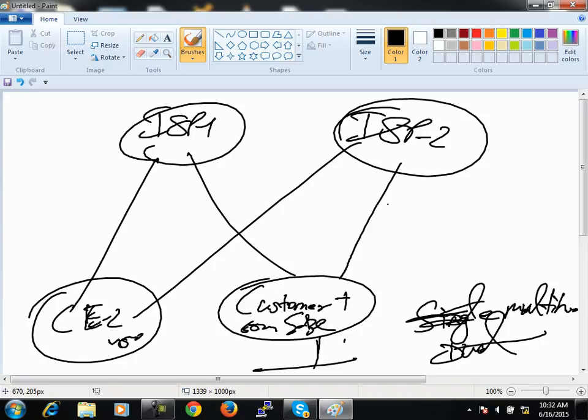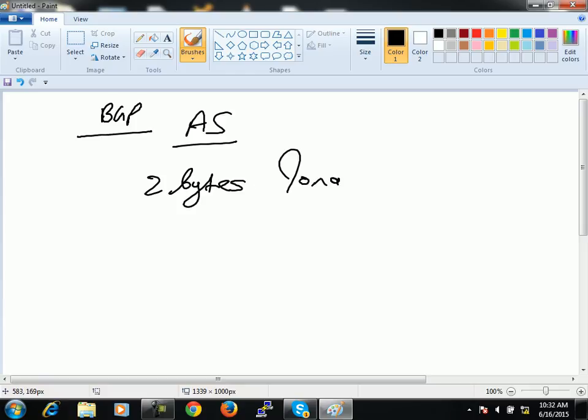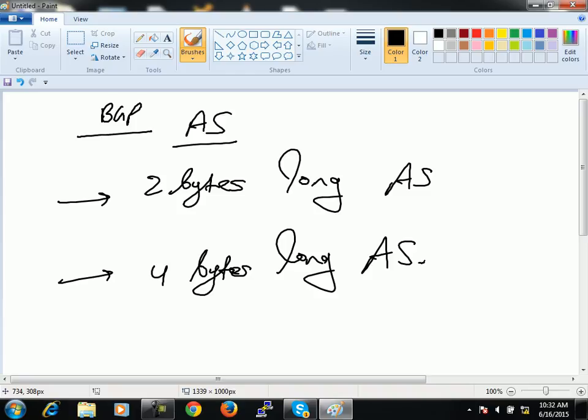Fine, guys. Okay, let's come back to BGP once again. If we talk about BGP, of course, we will be using ASs. And now we have two types of ASs available in BGP. One is the 2 bytes long AS. Second, the 4 bytes long AS. Are you getting my point or not? So 2 bytes long AS as well as 4 bytes long AS.